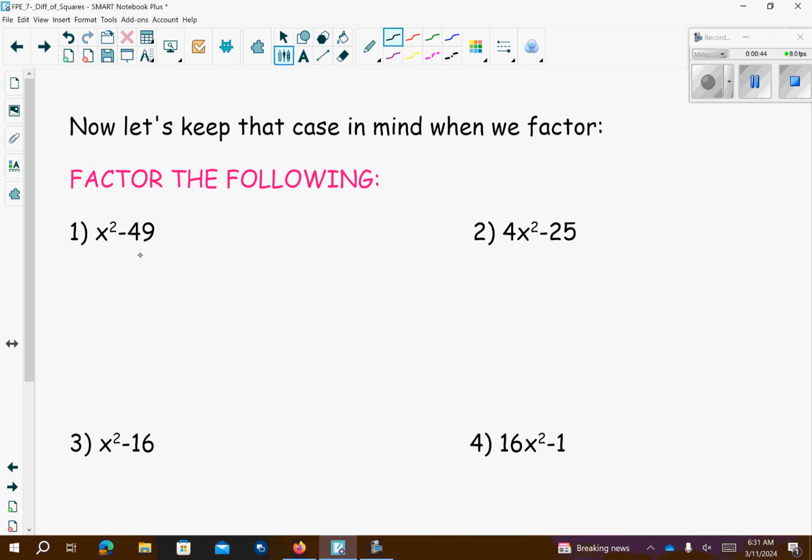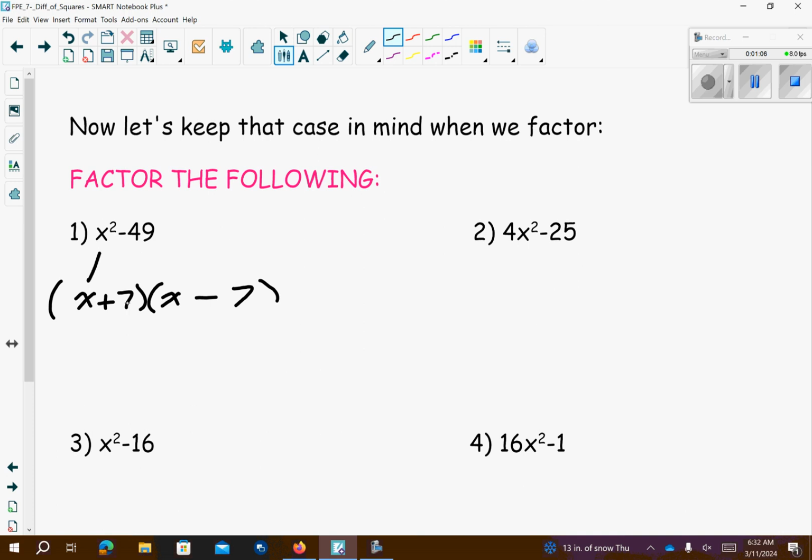Is 49 a perfect square? Yeah, because 7 times 7 is 49. So I know that x times x is x squared, and 49 is 7 times 7, and I'm just going to alternate the signs. I could have negative and positive or positive and negative, doesn't matter.